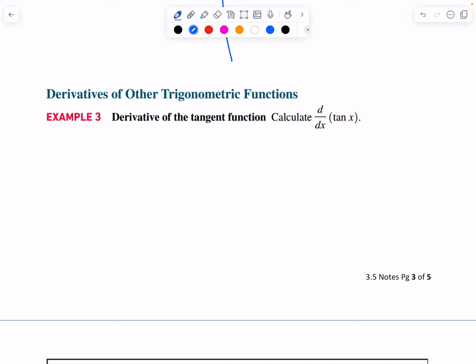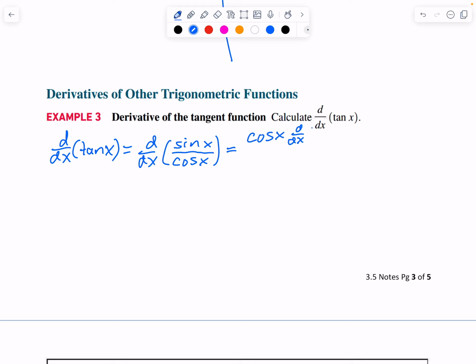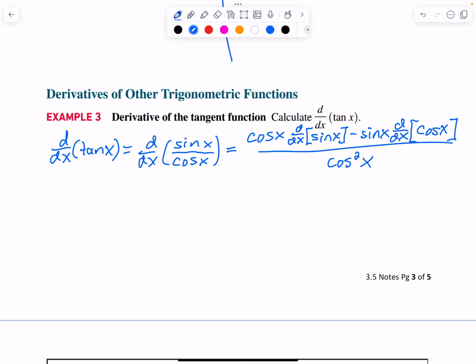Derivative of tangent, the way we're going to think about this is, instead of tangent, let's write out that first part. We'll think about it as its definition, which could be thought of as sine x over cosine x, which is going to require us to do the quotient rule. So low, cosine x, d high, so d dx sine x, minus low d high minus high d low, all over cosine squared, low squared.